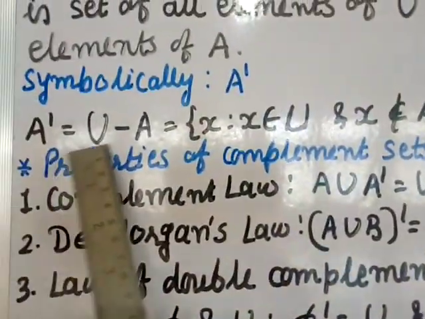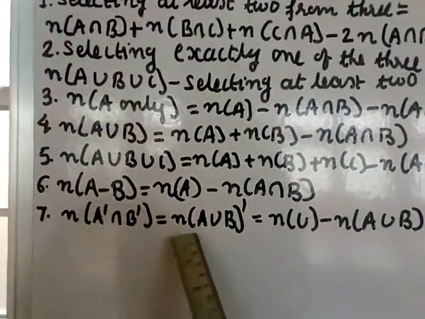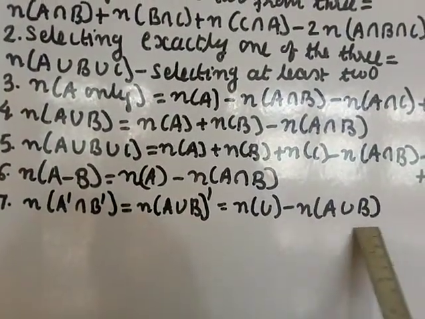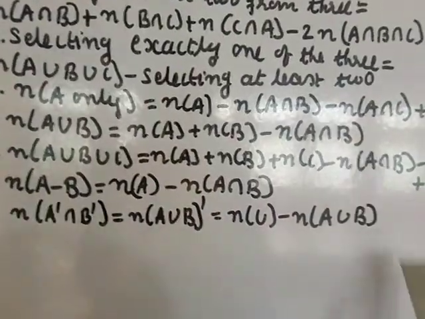Just like this formula, A dash equal to U minus A. So U minus this A union B. So I am writing n of U minus n of A union B. And A union B, we can use this. Okay, you can further write.